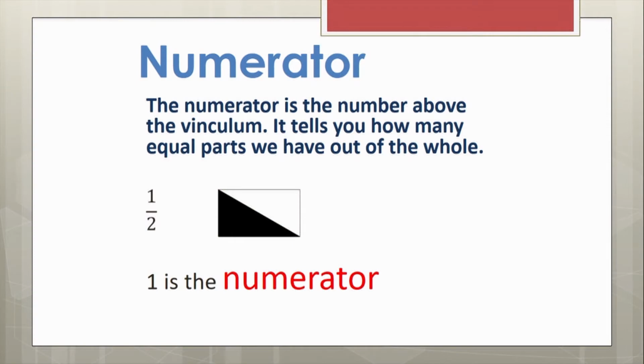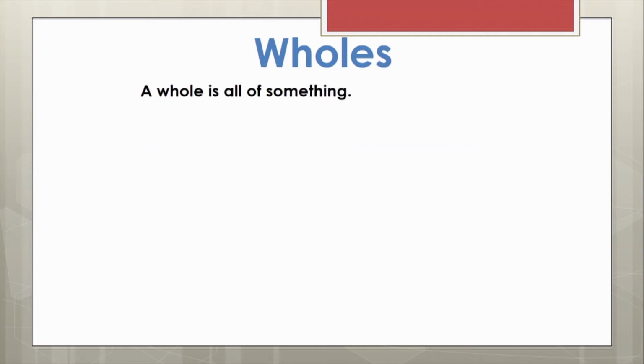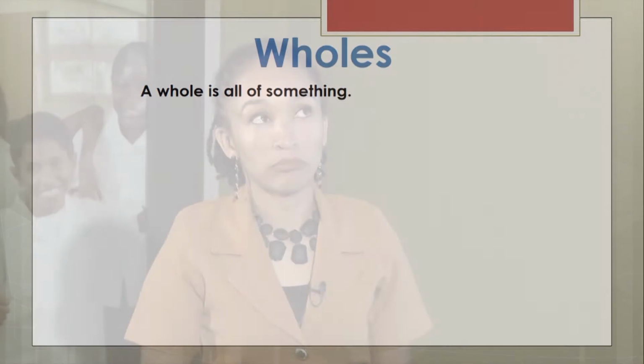So let's look at the same representation again. We have one shape divided into two equal parts. And the number 1 represents the shaded area, which is the numerator. All right? So wholes. What are wholes? A whole is all of something. So before I cut that pizza this morning, it would have been a whole pizza. Okay? I didn't share it as yet, so it's a whole.